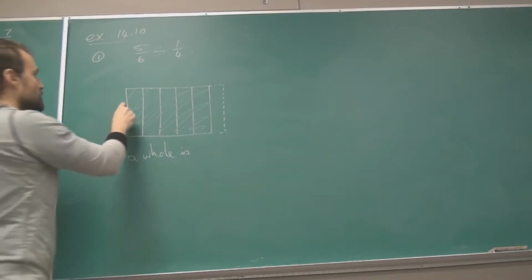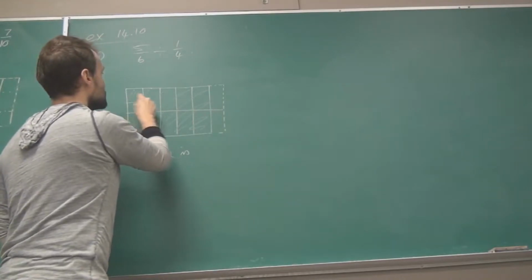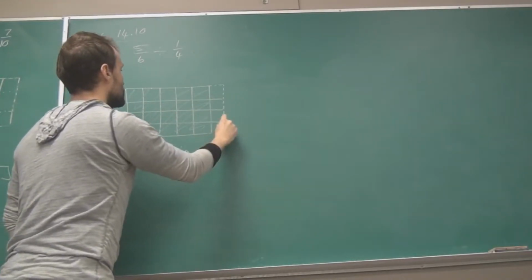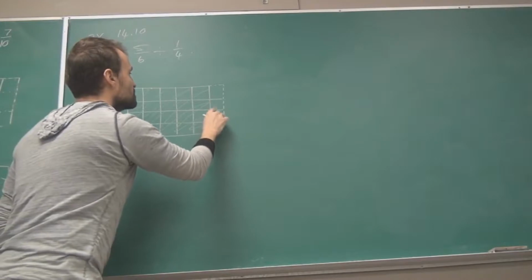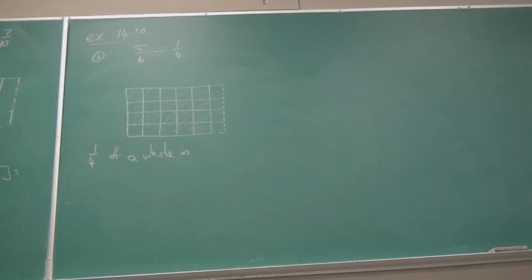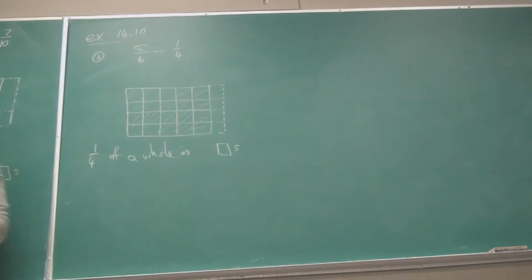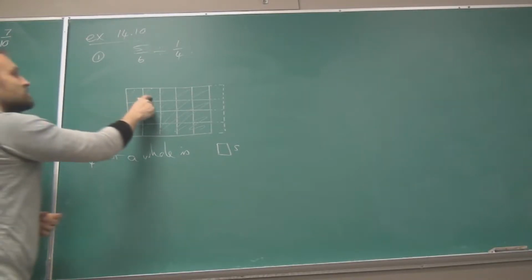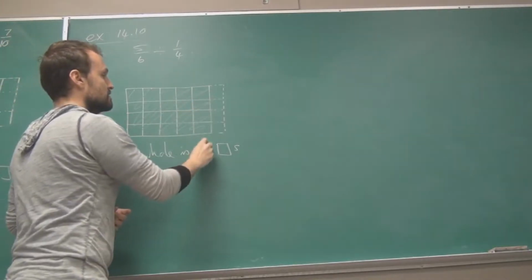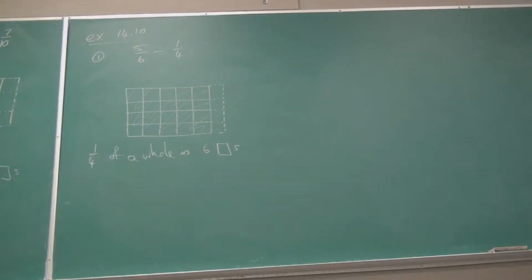Well, I have no idea. I have to break this up into quarters. I don't really have those, but they're there. A quarter of a whole is how many little squares? Note that I'm not shading those squares, just of a whole rectangle. How many make up a quarter of that rectangle? 6. 1, 2, 3, 4, 5, 6. So that's my group size.